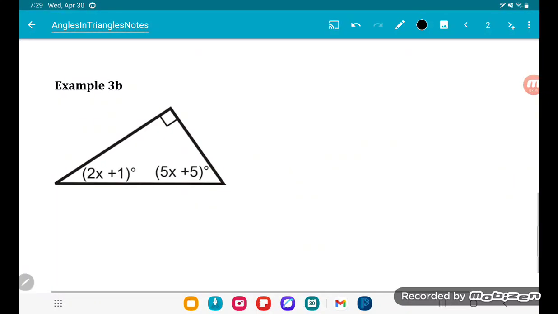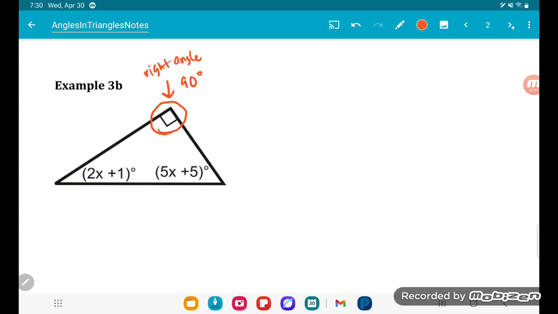We're going to try this again in example 3B before you start working on your own. So on the first page, there was something very important about this symbol. This symbol is a right angle, and this right angle equals 90 degrees. So now we're going to take the angles inside of the triangle and we're going to add them up. So 2x plus 1 plus 90 plus 5x plus 5.